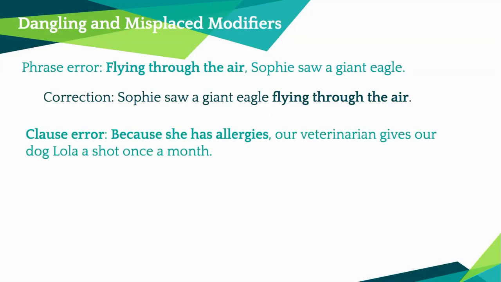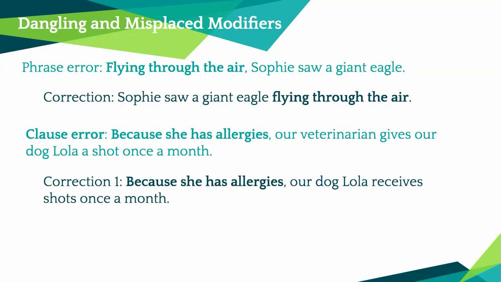Clause error. Because she has allergies, our veterinarian gives our dog Lola a shot once a month. Okay, so in this one we might say, well, we don't know if a veterinarian is female, so maybe it can only refer to Lola. Maybe. But we don't want to leave it up to maybe. We want to be very clear. It's not the veterinarian who has allergies, it's the dog. So we need to move that phrase closer to the word dog and or Lola.